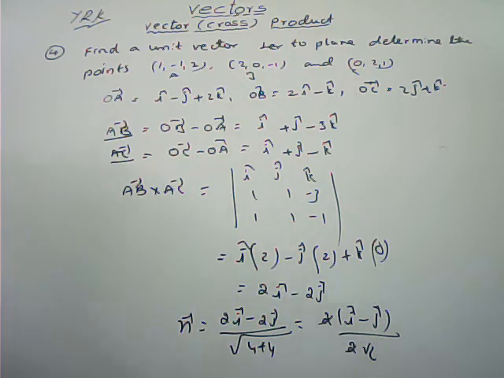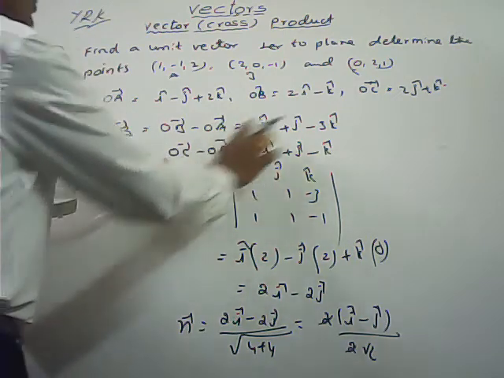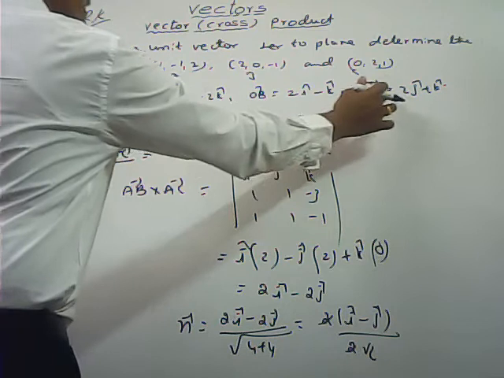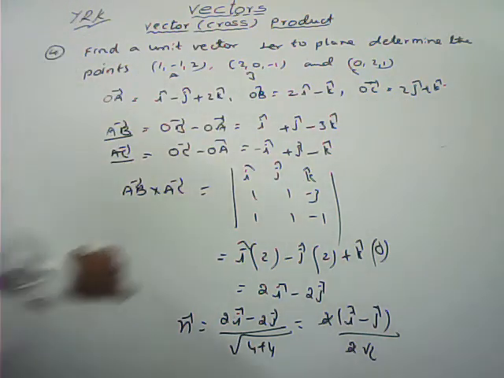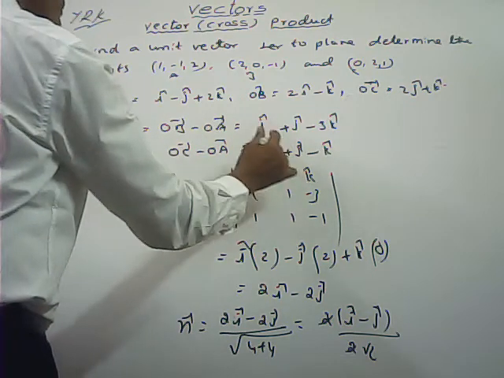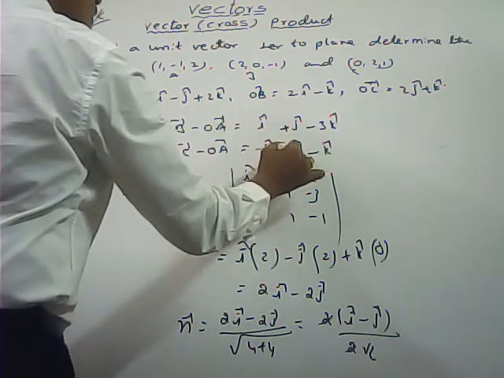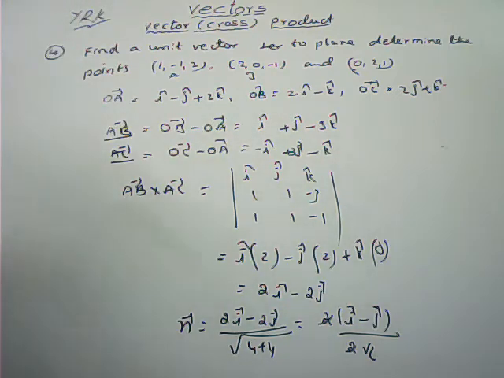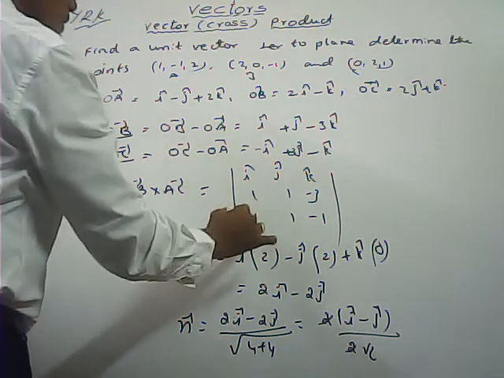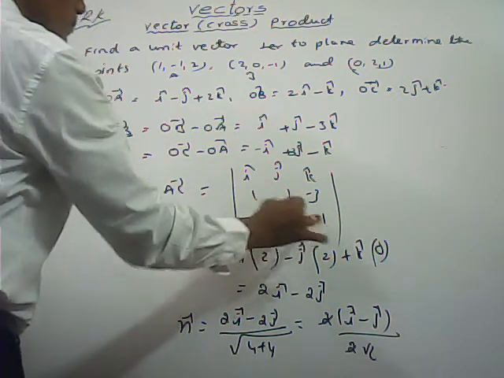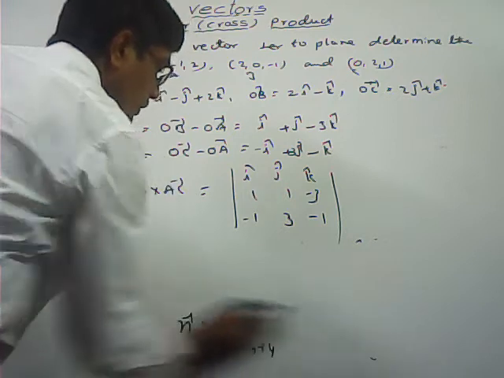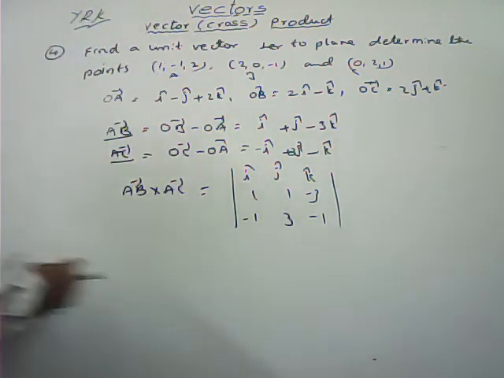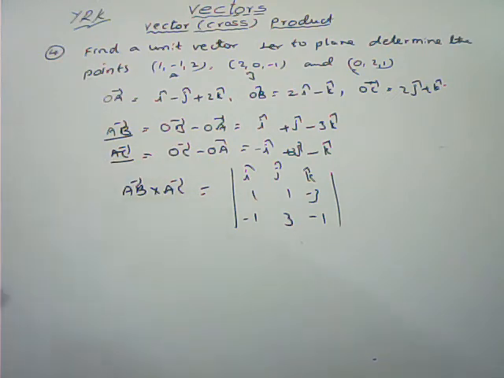Sorry, here I have written wrongly. AC bar is OC bar minus OA bar, here i cap is not there. So minus i cap here we can get. Minus i cap, 2 plus 1, 3. Here 2 plus 1, we can get 3 minus k cap only. So minus 1, 3, minus 1. So this one you can correct and complete the remaining part. Here I have taken it wrongly. Now this is okay. You can find it out and complete the remaining part.